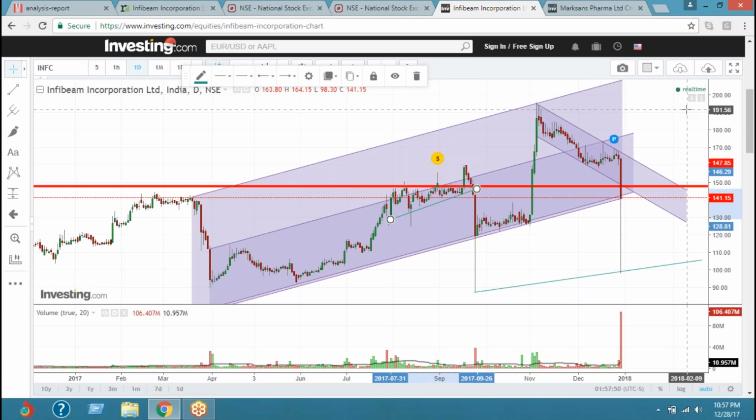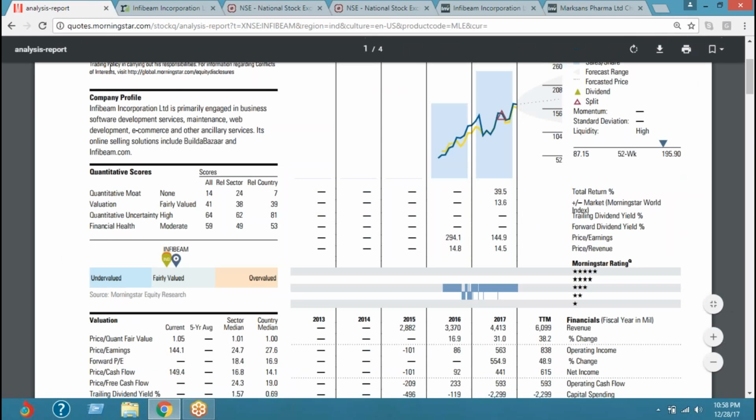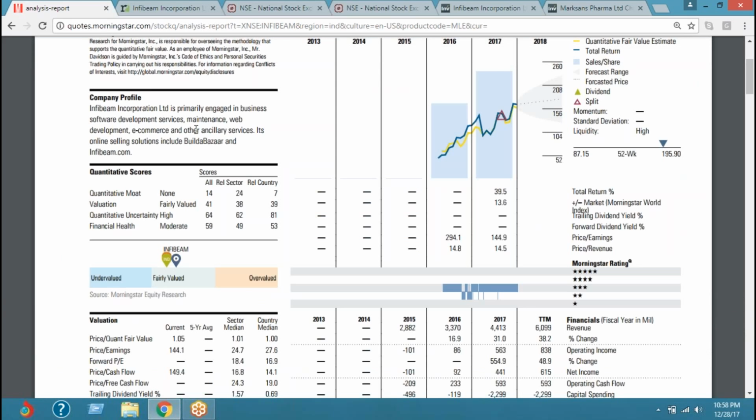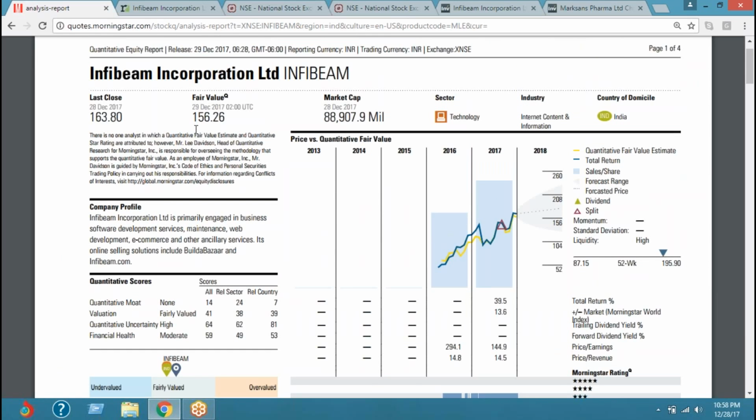So altogether, my submission is that this holds value, although it will take some time to cross this 147. This is a crucial level, and once it crosses that level, I think that's the position we should hold on to, and we'll certainly cross 210. Those who want to read it can download this. You can Google it, course.morningstar.com, and you will get this whole Infibeam report on the valuation. And I think it's fairly valued, and nothing to worry. Although we have bumps, this is the market. We buy the weakness, and that's the way you trade.